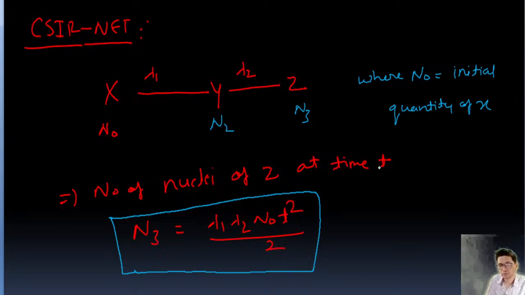Okay, at time t. So this is an important result. You need to note it down and memorize that. So n3 equals lambda 1 lambda 2 n naught t square by 2. Important, and asked in CSIR NET. Next question, guys.